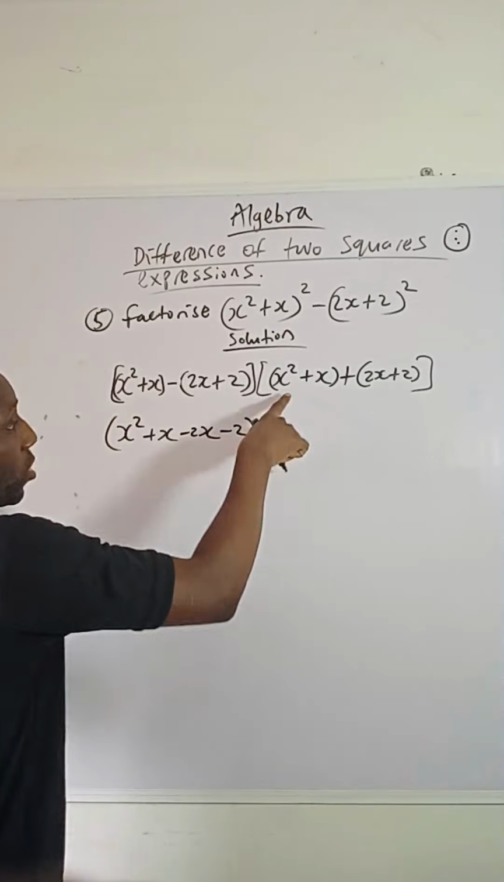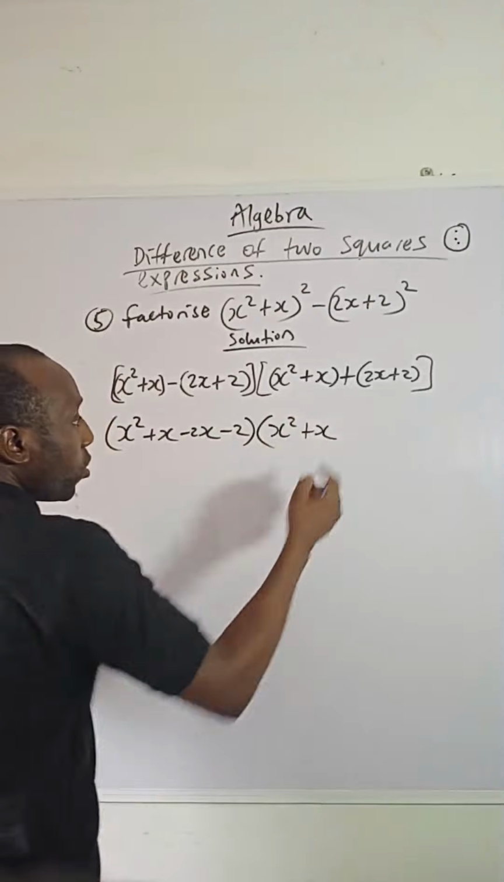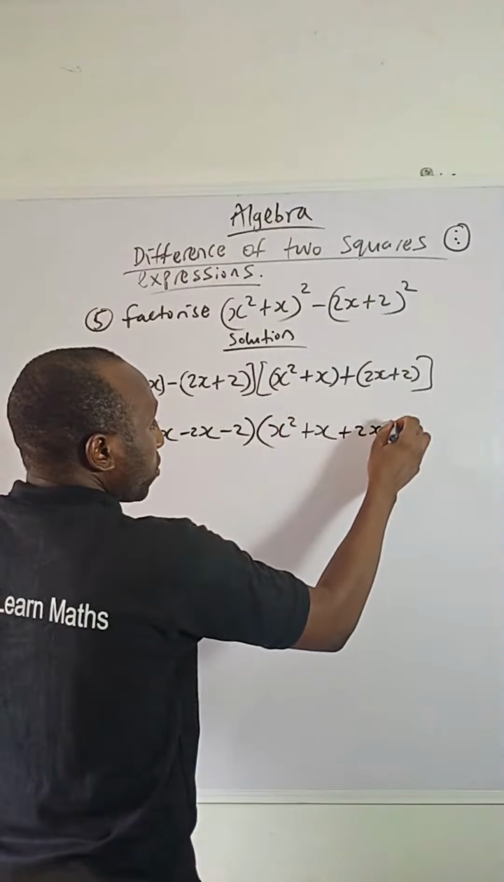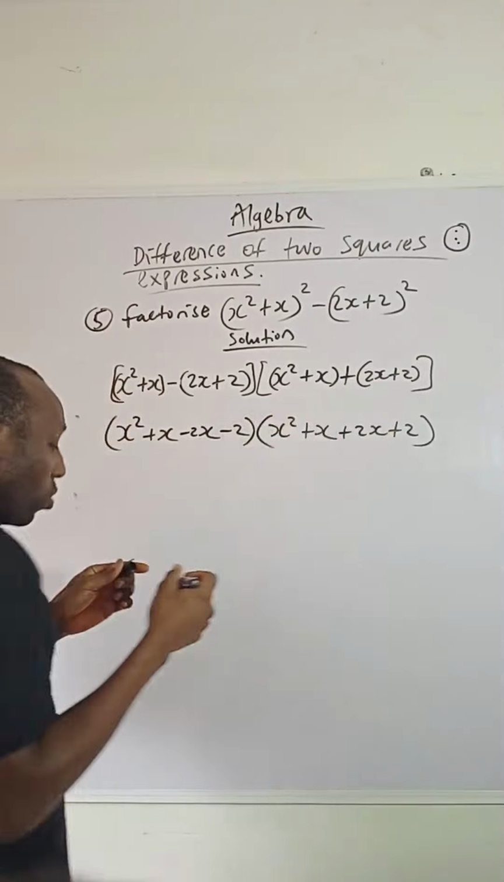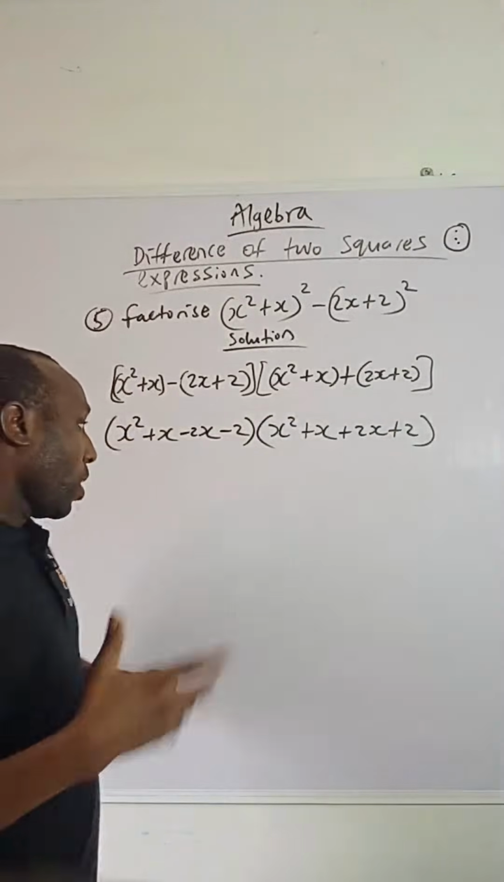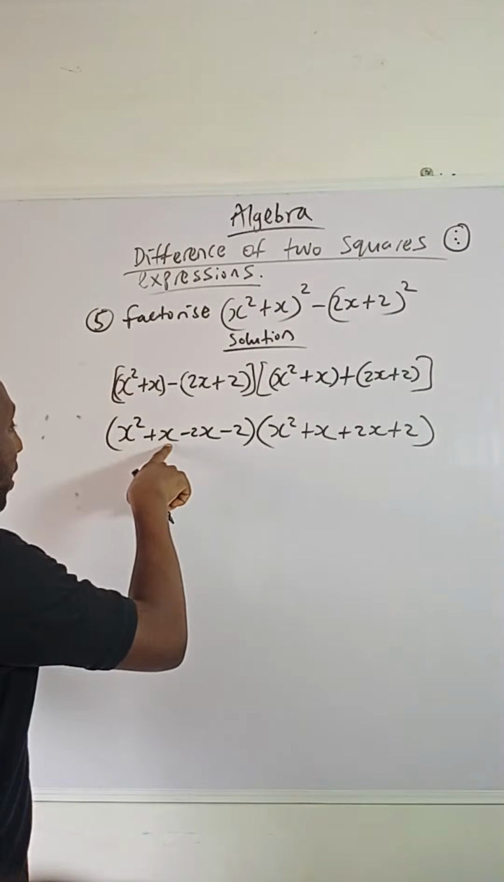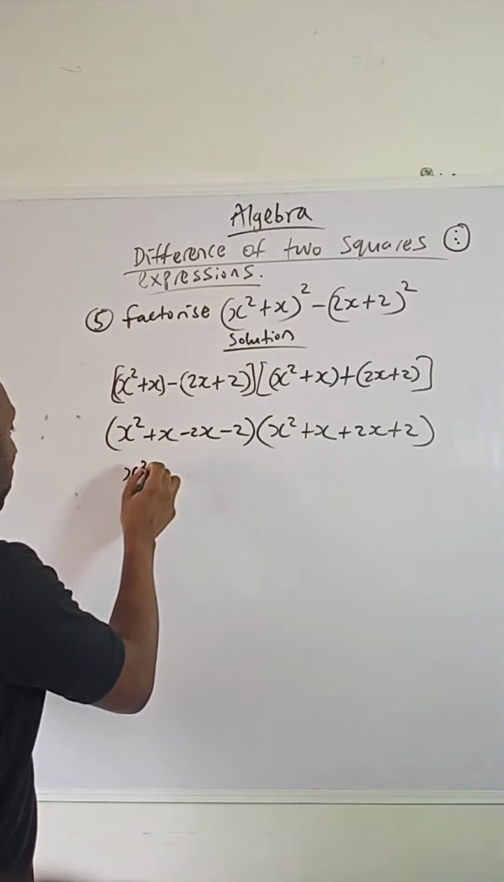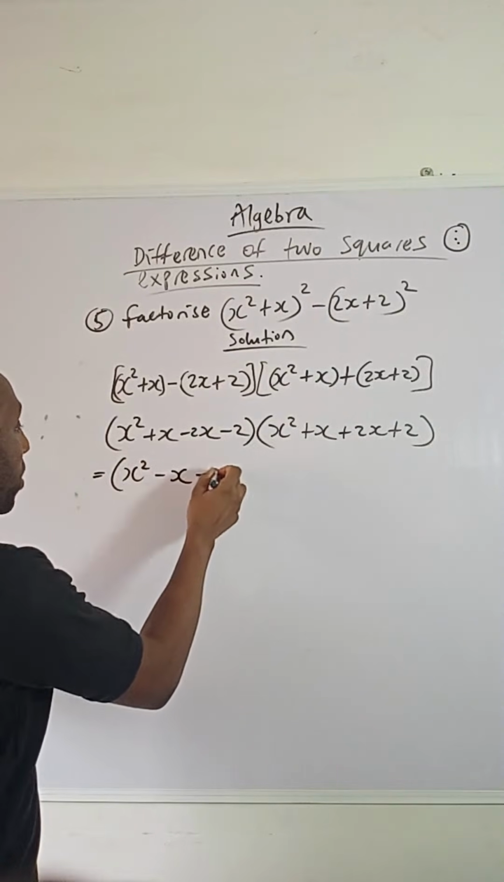Then you have 2. So let's come and do the same thing here. X squared plus x, and then what? Plus 2x plus 2. Nothing is going to change because this is plus. Plus times plus will still give you what? Plus. So we have this. Let's now simplify. Now x minus 2x is what? Is minus x, then minus 2.